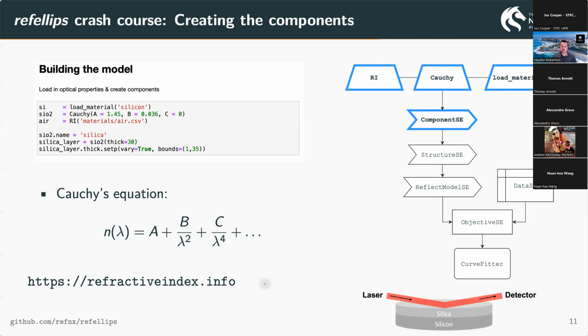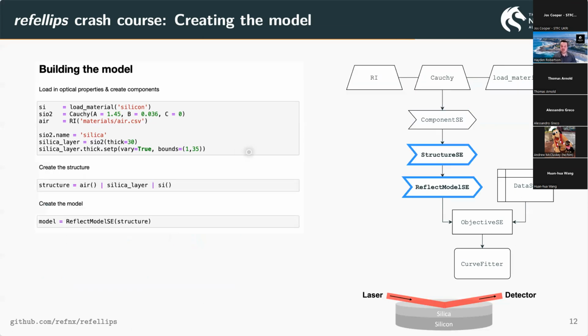So once we've loaded in and created the components, we'll now define some more parameters for the silica layer. We'll start off with saying it has a rough thickness of about 30, and we'll let it vary between 1 and 35. And then once we've made those components, we assemble them into the structure from fronting to backing. So air is the component that is irradiated first, and then right down to silicon, which is the component irradiated last. And then we load in the structure into what's called the model, and the model is then used to calculate theoretical delta and psi values.